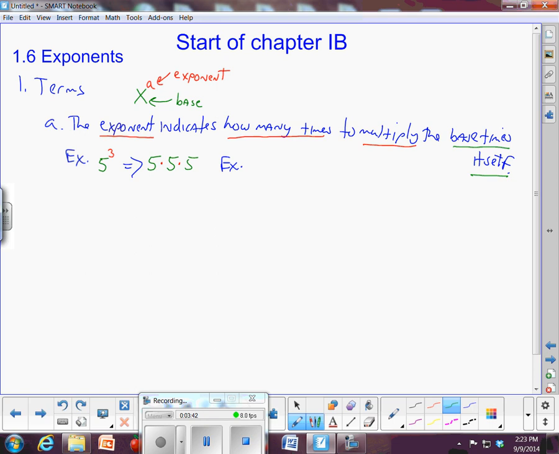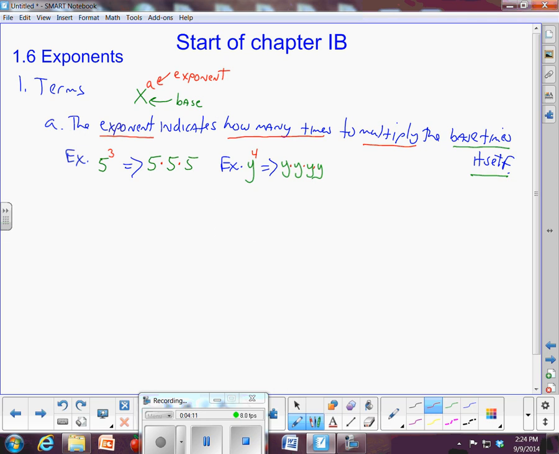Let's do another example here. I'll take my green again. Y to the 4th power. So y is the base, 4 is the exponent. The exponent tells us to multiply the base, the y, times itself 4 times. 1, 2, 3, 4. And again, I'll go back and put in raised dots there. If I weren't doing it in color, I'd do it all at once, right? Y times y times y times y. Y times itself 4 times.